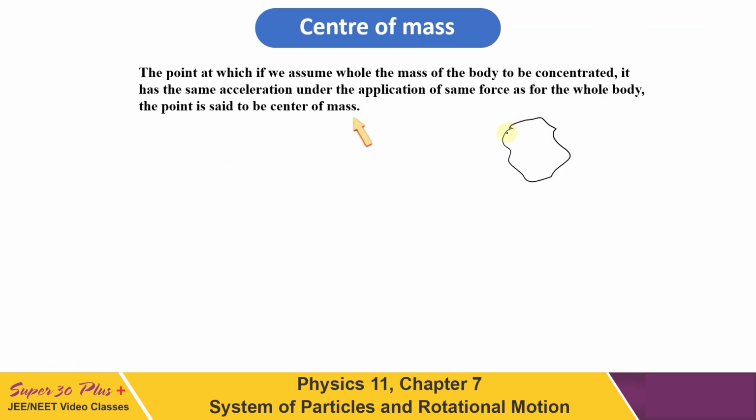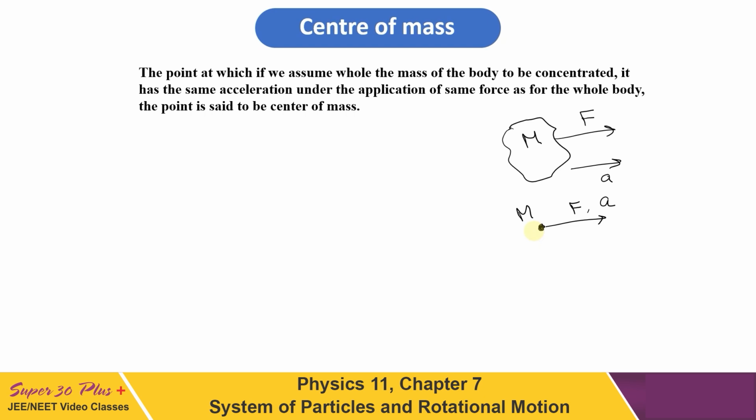Let us consider this body here. If a force F has been applied on the body and it is having an acceleration A under the action of this force, then if we replace this whole body with a point mass and we apply the same force F, it must have the same acceleration. This point is called center of mass. If the mass of this whole body is m, then we assume that at this point the mass of the whole body is concentrated. Now why is it needed to define center of mass?